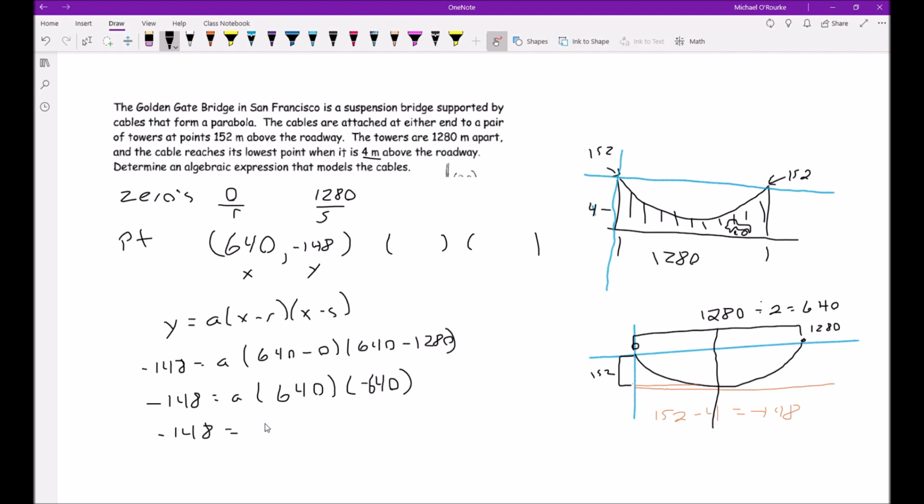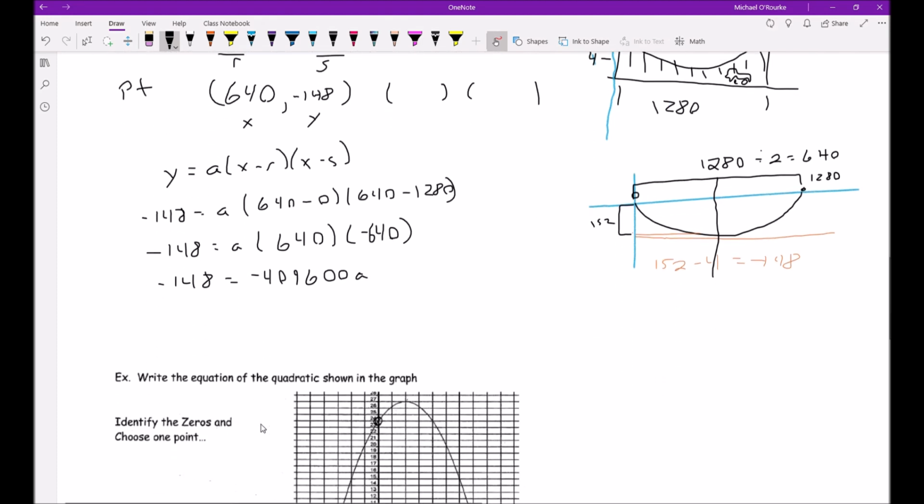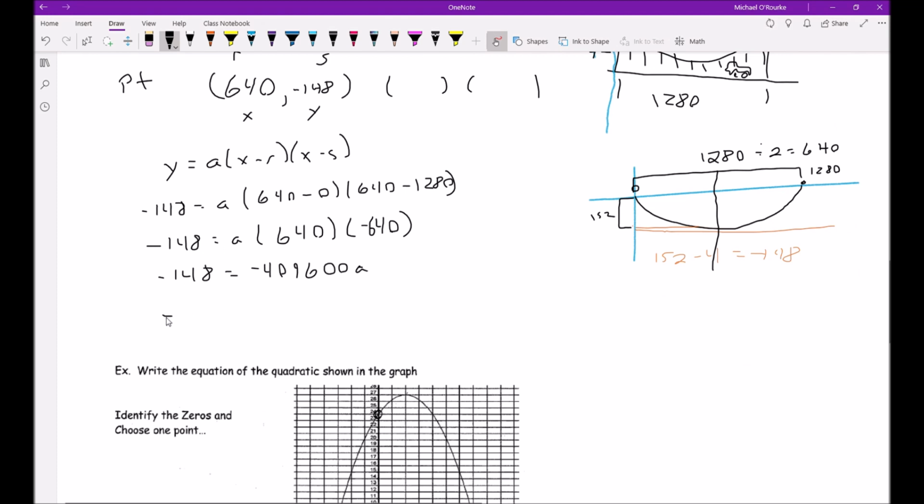What's that number? Let me do this in my head real quick. 409,600A. Just multiply those two together. That'll be negative. And then we move it over, so we get negative 148 divided by negative 409,600 equals A. So A is going to equal 0.00036. Okay.